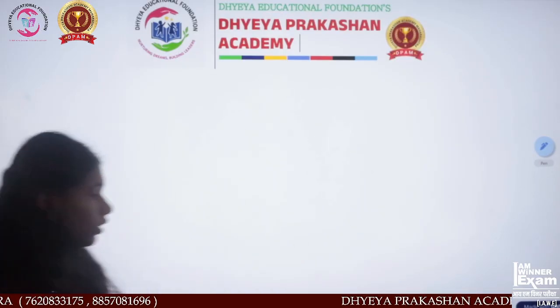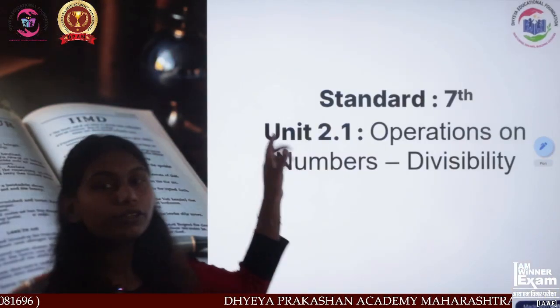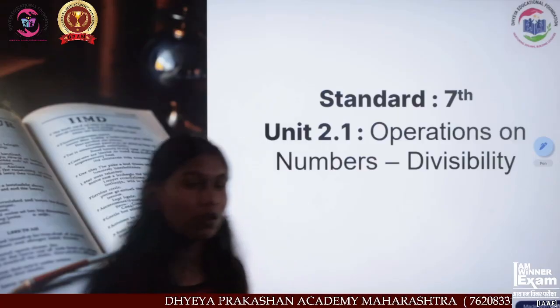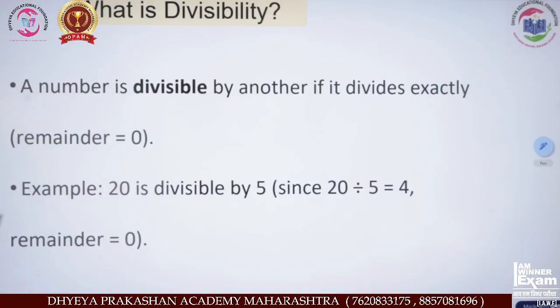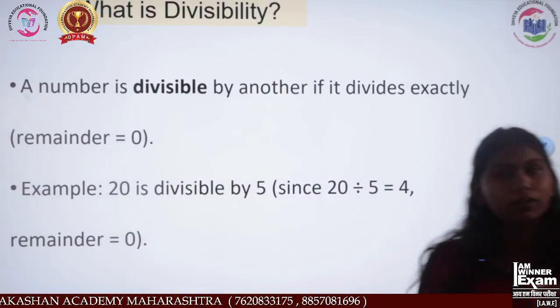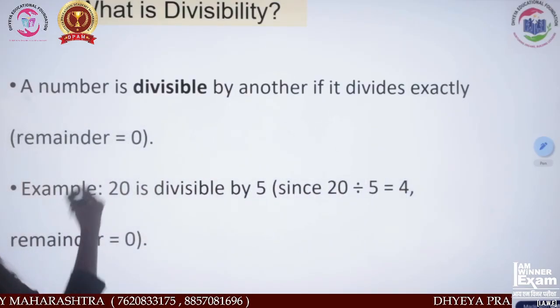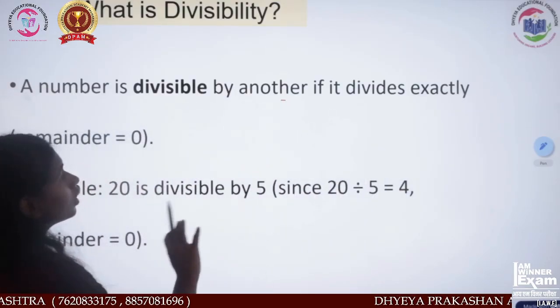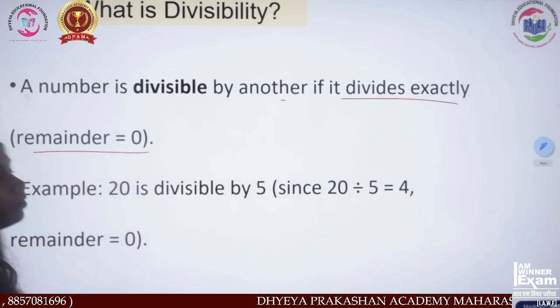Today we will be learning the topic for standard 7, unit 2.1, operations on numbers: divisibility. Okay, so what is divisibility? A number is divisible by another number if it is divided exactly, and the remainder will be 0.